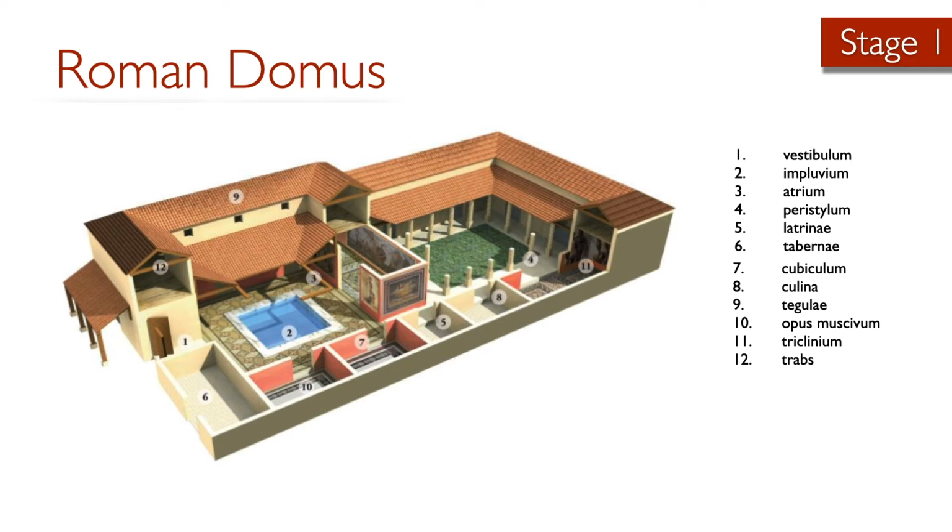Now notice number 6 is not connected with the interior of the house. There's a door leading into it. And this is because certain Roman homeowners may rent out space to shops. And so the taberna, a shop, would have been in this space.